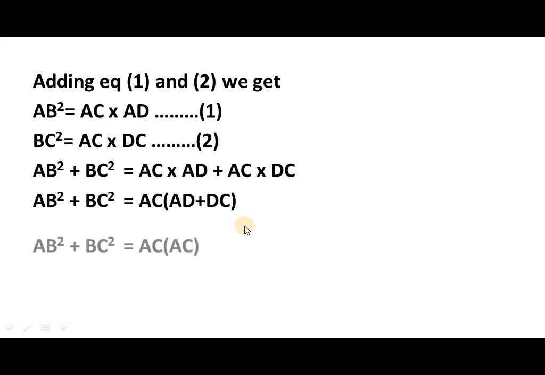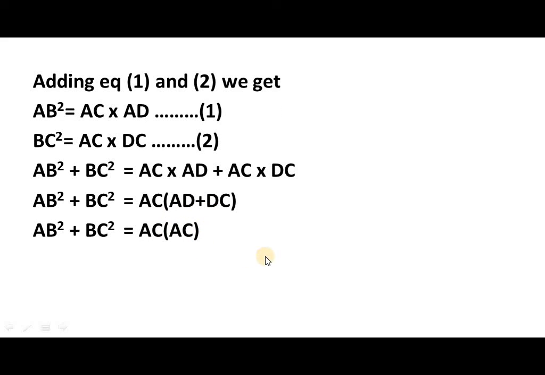Therefore AB square plus BC square is equal to AC into AC, so you will get AC square. AC is nothing but the hypotenuse. Therefore AC square is equal to AB square plus BC square. Hence the theorem is proved. This is how we can prove our Pythagoras theorem.